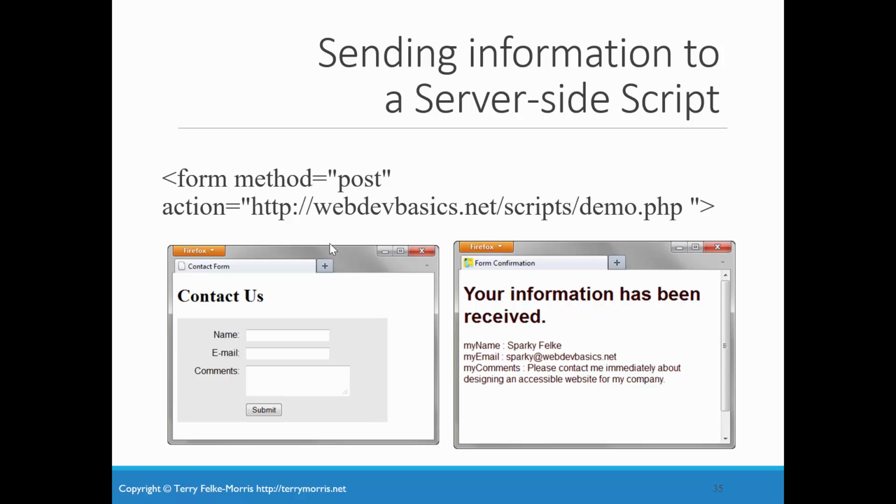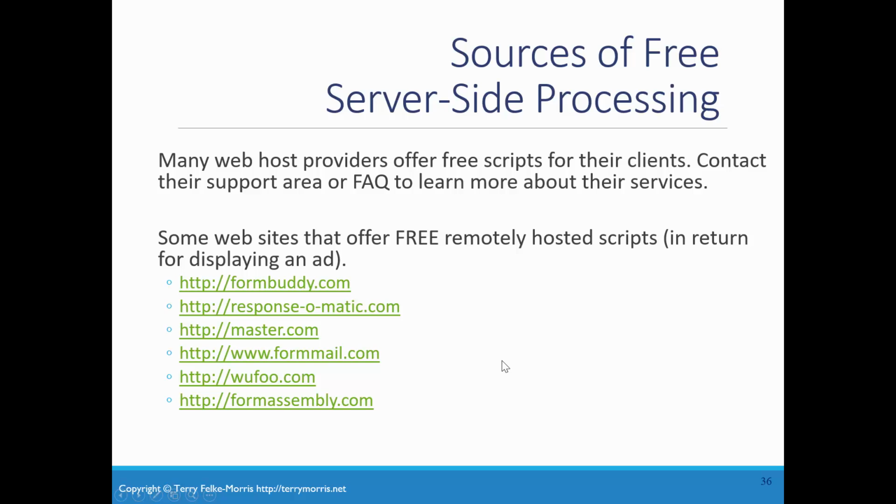There's all sorts of things that might happen. Now here's an example, and if you use the author's example here, this goes to the author's website. If you fill out this form and you have the action sent to here, and you put in for the name Sparky Felke, the email sparky@webdevbasics.net, and the comments, please contact me immediately about designing an accessible website for your company, and click submit, it sends that to the server. The server gives you back the information you entered right there.